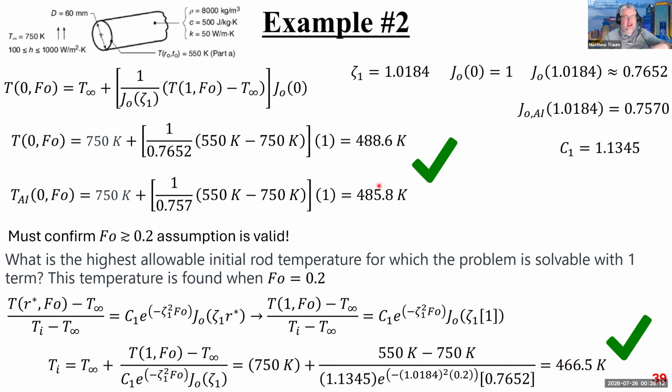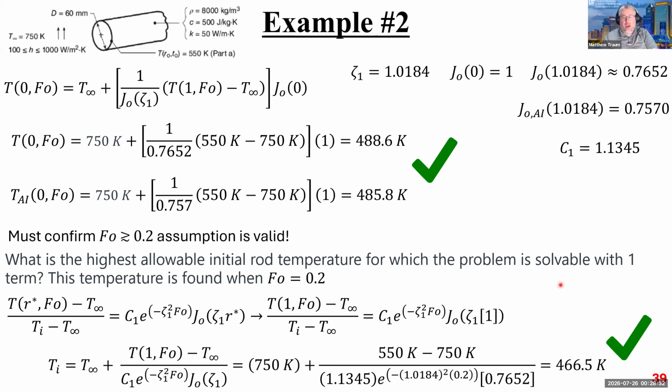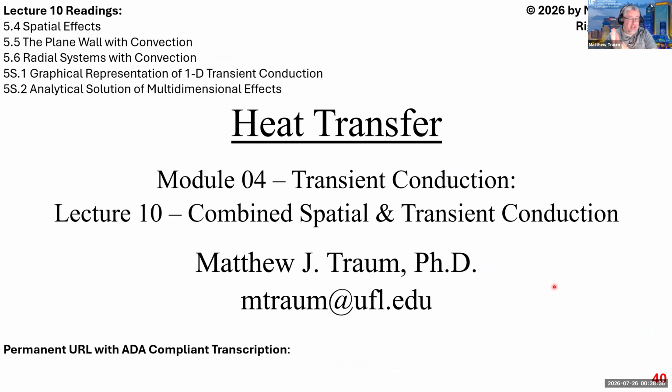So what that means is that if the rod is colder than 466.5 Kelvin, I can use the one-term approximation, and everything that I did before is valid, right? So you don't actually know what the initial temperature is, but if it's colder than this, then we're good to go. And that's why that second part of the question is posed the way that it is, to tell you the temperature bound at which you can no longer use the one-term approximation. Whew. Okay, that was a lot.